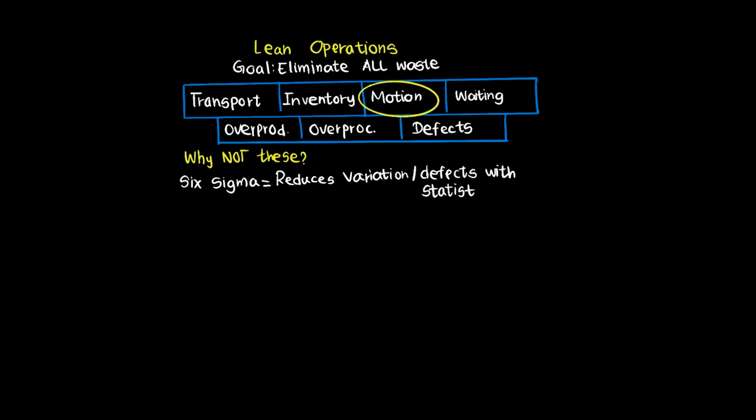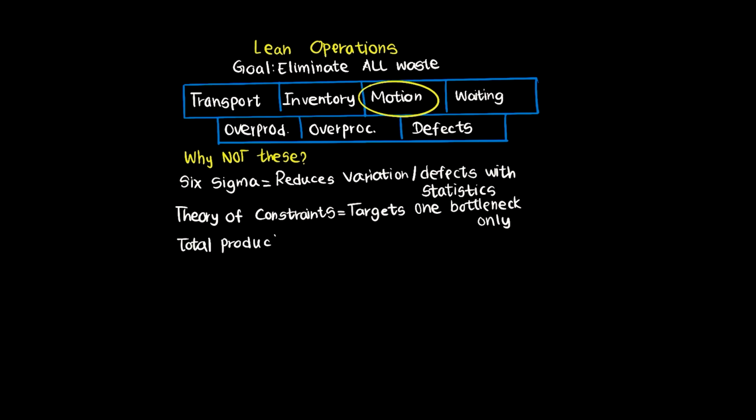Theory of constraints zeroes in on one thing: the single bottleneck limiting your system's throughput. It does not try to eliminate all forms of waste everywhere. Total productive maintenance is about keeping machines running through proactive maintenance programs. Important, but it is equipment-focused, not a whole system waste elimination philosophy.